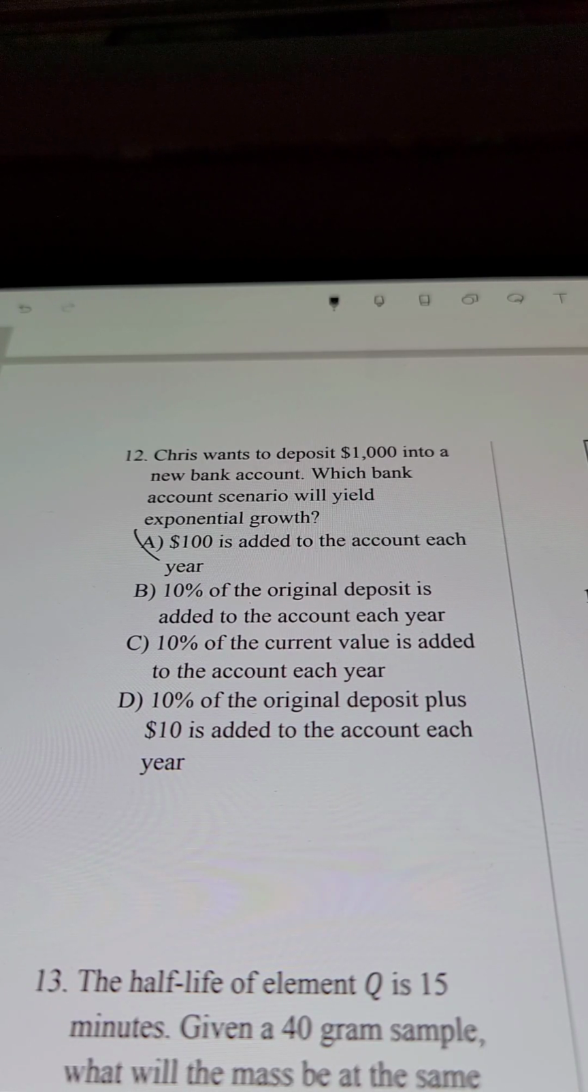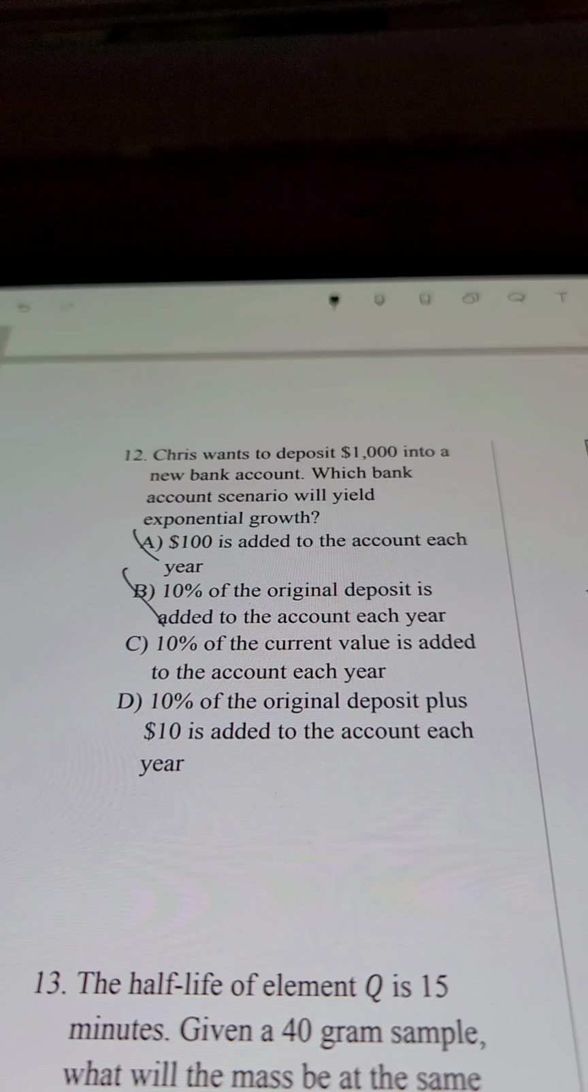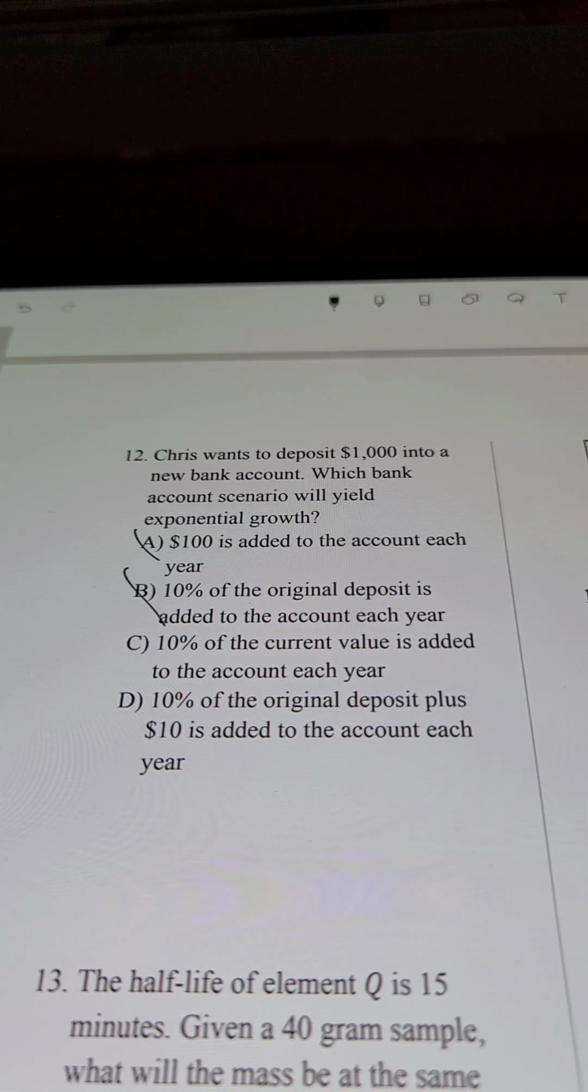And while you would have to multiply to add on the 10%, you're still essentially adding the same amount because it's based off of the original deposit and not the current value that you would need to be multiplying by. So it's not B. You can also see those words plus and added in D, so it's probably going to be C, but let's just confirm.